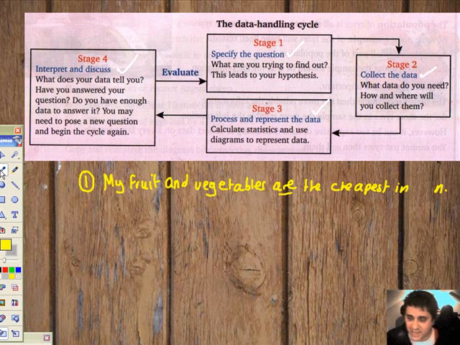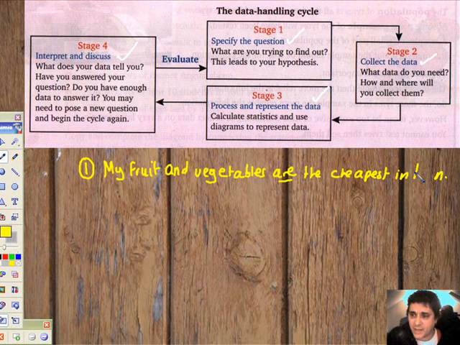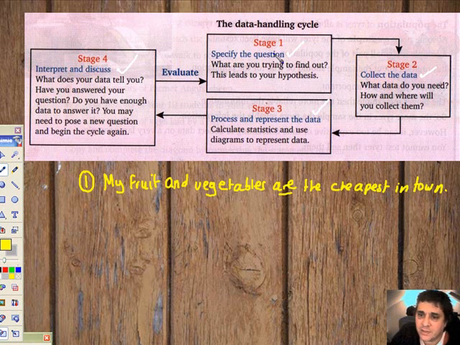The reason for investigating is that, number 1, if he is in fact the cheapest, he can sort of be happy with that. Town, T-O-W-N. Yeah, he can be happy with that. And if he's not the cheapest, he can do something about it in terms of adjusting his prices. So, number 1, stage 1. So we've got, there it is, a little ring around that. My fruit and vegetables are the cheapest in town.